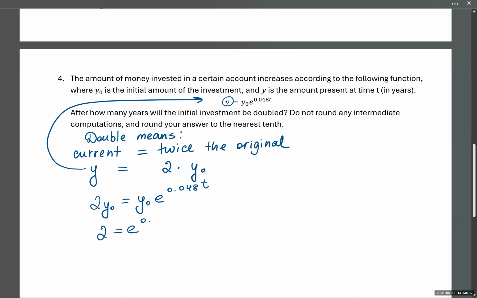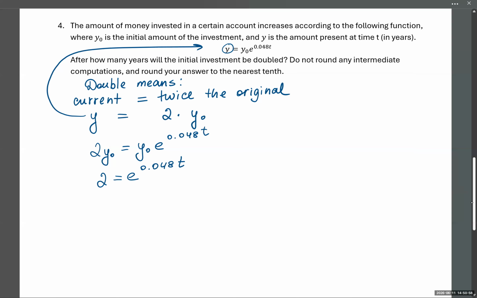After that, we can go ahead and switch to a logarithmic equation, base e, so ln of 2 equals 0.048t. And then t is ln of 2 divided by 0.048. Calculator and round to the tenth.